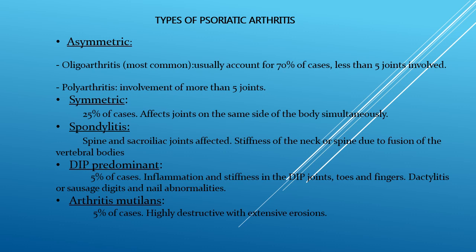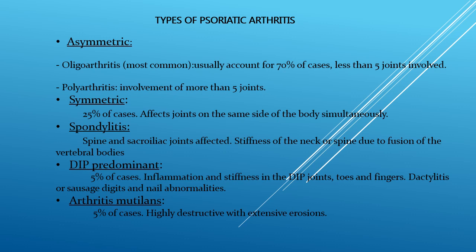Next type is the symmetric type. As the name suggests, it affects joints on the same side of the body simultaneously. It accounts for 25% of the cases. Next is spondylitis. Spine and sacroiliac joints are affected. There will be stiffness of the neck or spine due to the fusion of the vertebral bodies.